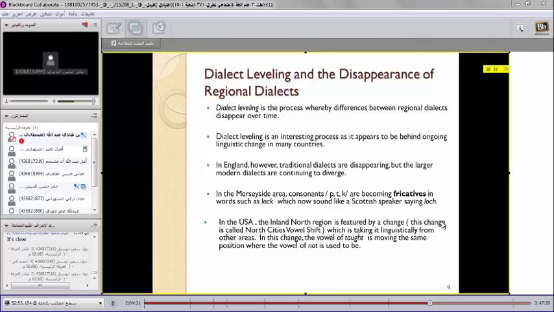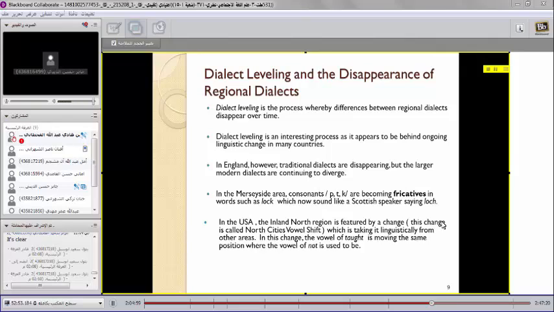Dialect leveling and the disappearance of regional dialects. As we already mentioned, dialect leveling is the process whereby differences between regional dialects disappear over time. Dialect leveling is an interesting process as it appears to be behind ongoing linguistic change in many countries. In England, however, traditional dialects are disappearing, but larger modern dialects are continuing to diverge. And these are two examples.